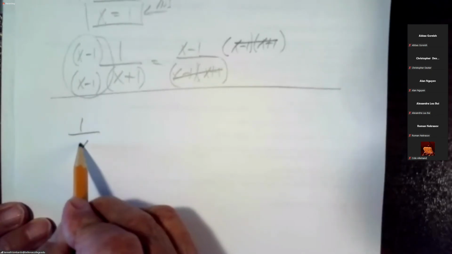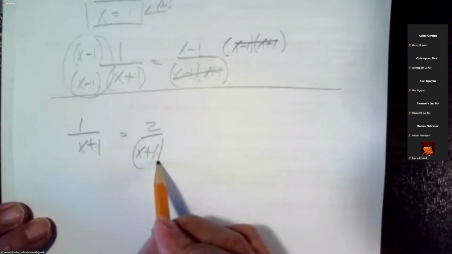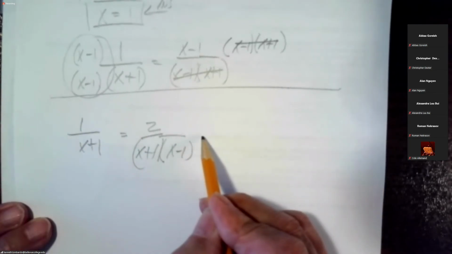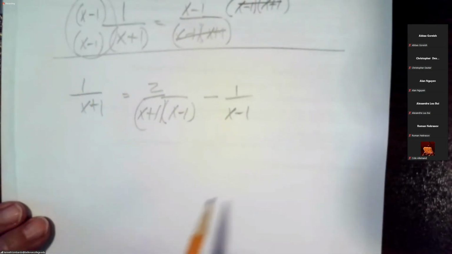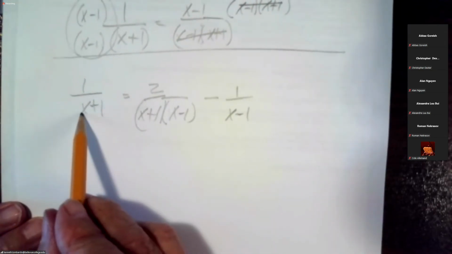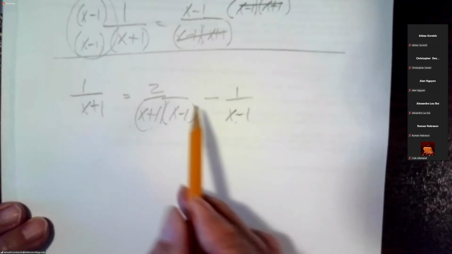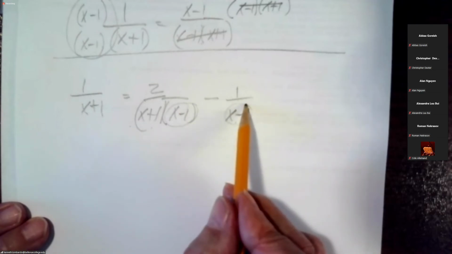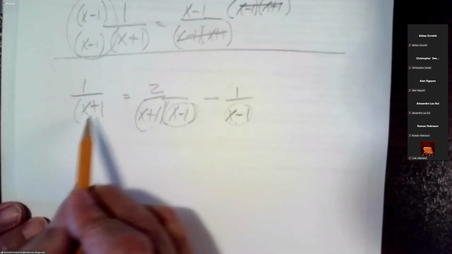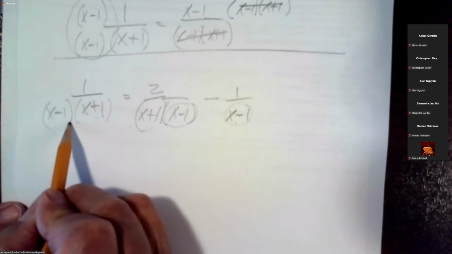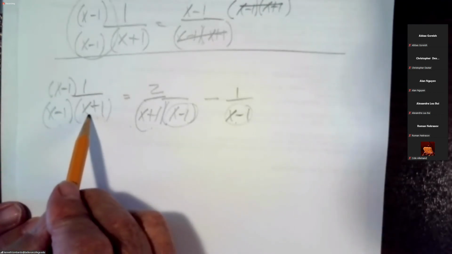We had 1 over x plus 1 equals 2 over x plus 1 times x minus 1. And we subtracted 1 over x minus 1. In order to combine these, we need a common denominator. These are not common denominators. This has an x minus 1, that's good. This doesn't have an x minus 1, so we need to add that. So here's x minus 1, and we have to put it in the numerator as well.